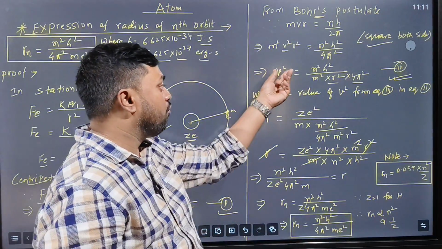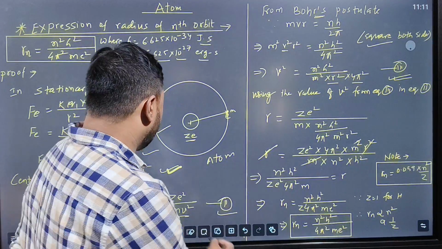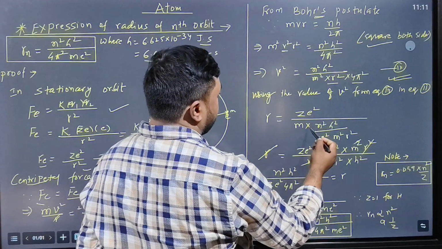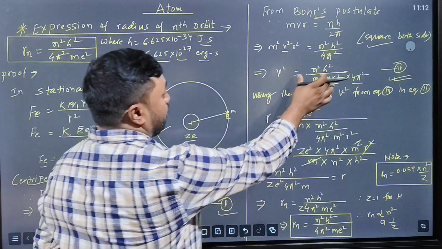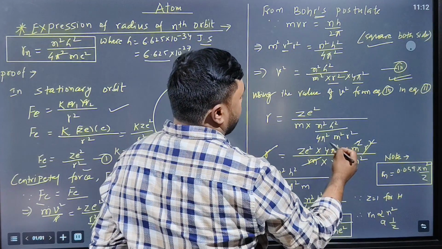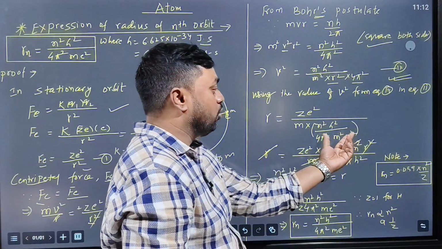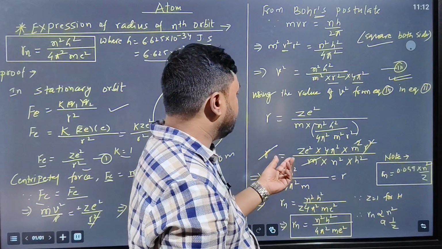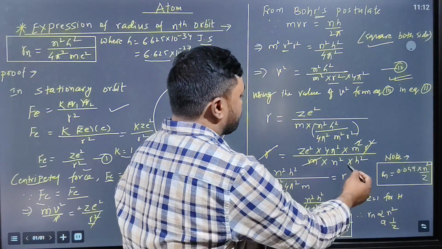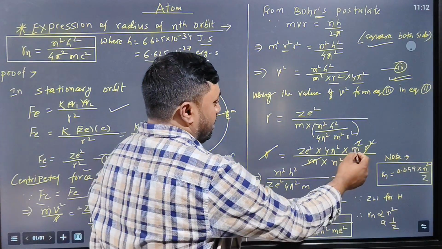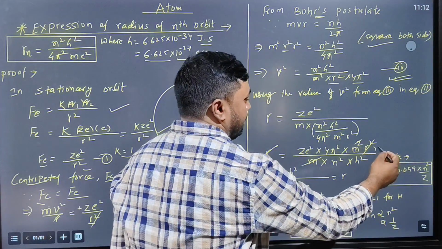Now substitute the value of v square from equation 3 in equation 2. So we can write r is equal to Ze square by m, and the v square value you substitute from here, n square h square by 4 pi square m square r square. This value I have substituted. Now this term will go to the numerator, so we can write small r is equal to Ze square 4 pi square m square r square divided by m n square h square. Now small m and m square, only m will remain. R and r square is there, so here only r will remain. Yes or no?